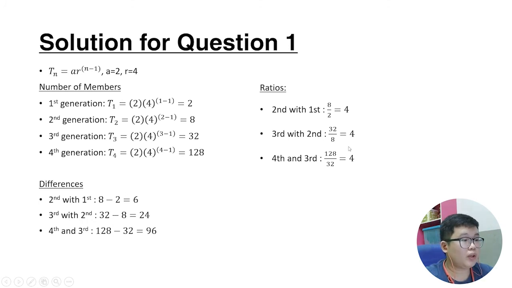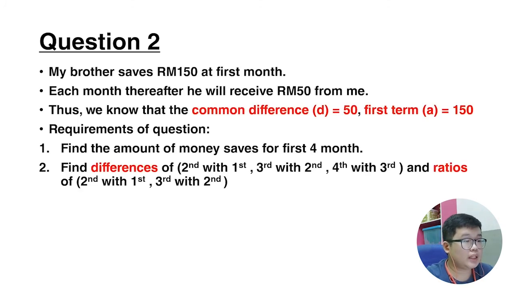So let's take a look at question 2. Question 2 states that my brother saved 150 ringgit the first month. Each month thereafter, he will receive 50 ringgit from me. Thus, we can know that the common difference D is positive 50, and the first term is 150. The question requires us to find the amount of money saved for the first 4 months and find the differences of second with first, third with second, and fourth with third month, and the ratios for second with first and third with second month.